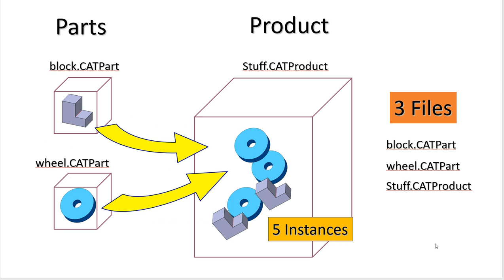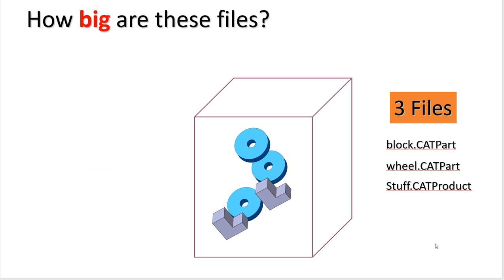So in the case of our original example, here we have a product with 5 instances of 2 parts. So we still only have 3 files. Okay. Well, you might ask yourself, how big are these files? We know that the wheel and the block have to have actual geometry in them. What kind of things go into the product?